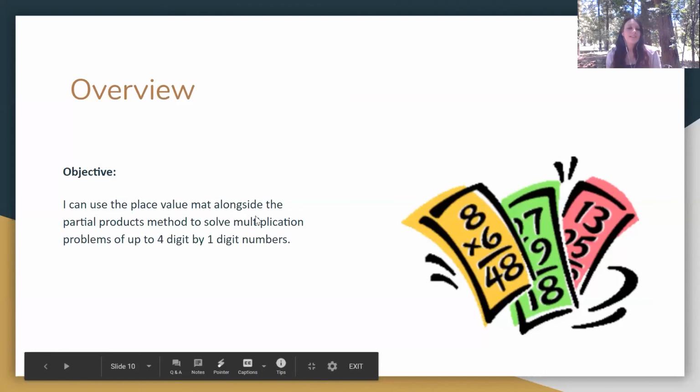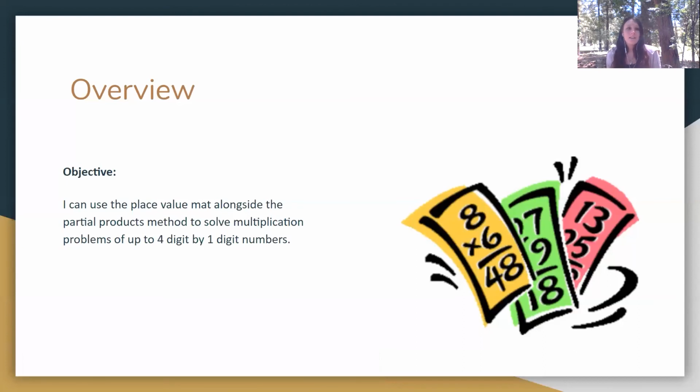Our objective was, I can use the place value mat alongside the partial products method to solve multiplication problems of up to 4-digit by 1-digit numbers. So remember, a 4-digit number is like 1,000, a 3-digit number would be like 100, a 2-digit number would be 10, and a 1-digit number would be 1. So we did problems that went all the way up to 4 digits. And you guys did a wonderful job with that.